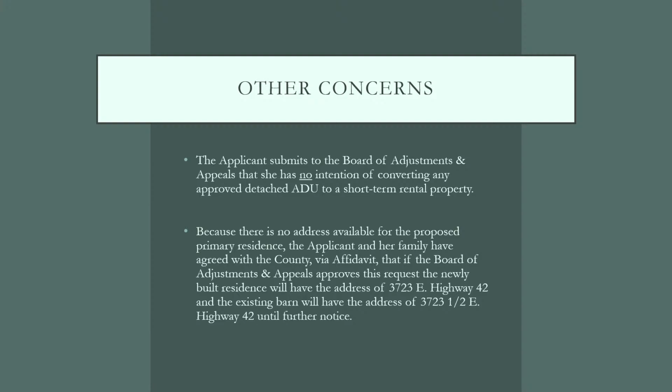There are some conditions that the family has no control over. And they're not conditions that are going to be imposed upon anybody else who lives in the area at this point. It's just a condition of time that may occur. But as of now, assuming this body approves it, the primary residence would be 3723 East Highway 42. The barn would be 3723 and a half East Highway 42. And that has been done in conjunction with Oldham County and the planning and zoning staff there.